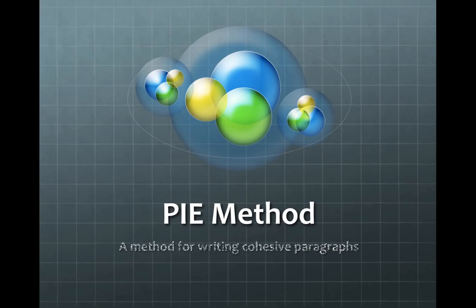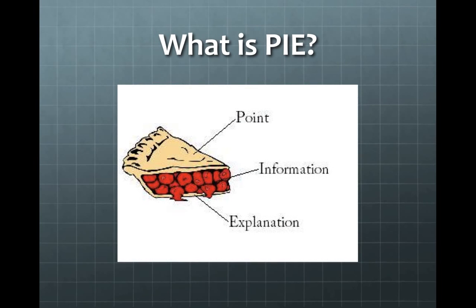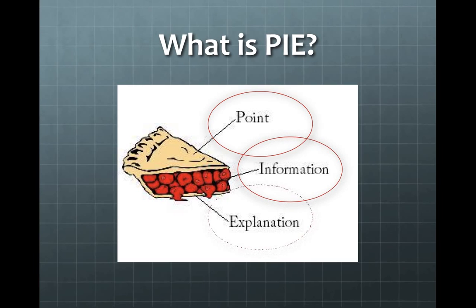Today's lesson is about the PIE method, which is a method for writing cohesive paragraphs. What is PIE? PIE is a way to write a paragraph in parts and in components. The first part, like the top crust of a pie, would be the point. The next part, the filling of the pie, would be the information. And finally, the bottom crust would be the explanation.